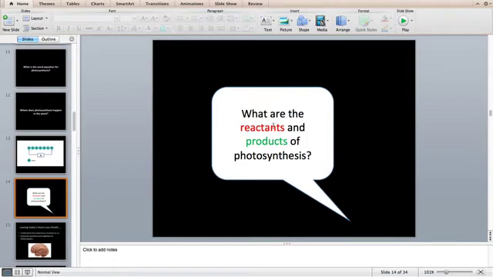What are the reactants and products of photosynthesis? This is a question that's using two kind of complex words. Reactants are the things that are needed for photosynthesis. So they're the things on the left-hand side of the word equation. They are your carbon dioxide and your water. The products are what are produced during photosynthesis. That's your oxygen and your glucose.